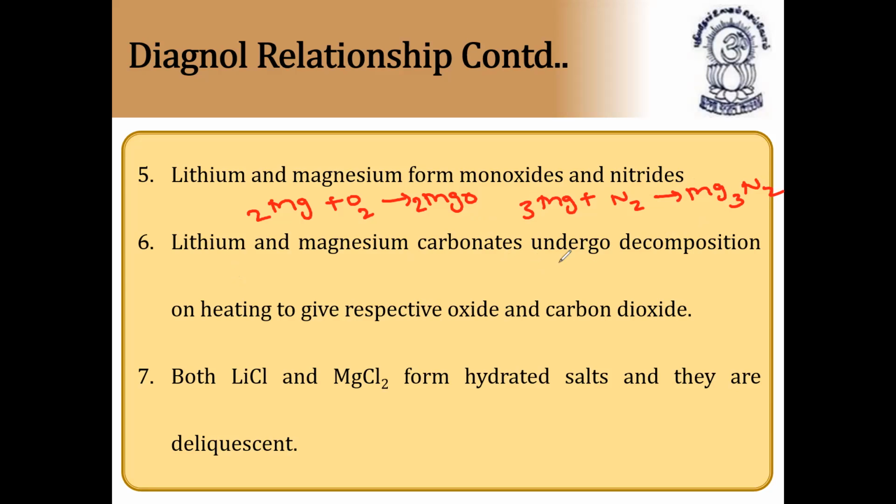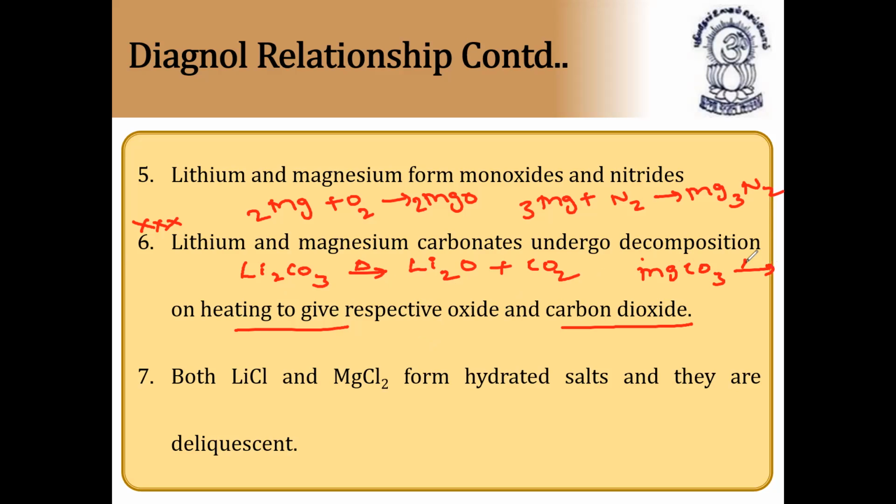Lithium and magnesium carbonates undergo decomposition. The carbonates of lithium and magnesium, on heating, give the respective oxide and carbon dioxide. Very, very important. So lithium carbonate, Li2CO3, on heating strongly forms lithium oxide plus carbon dioxide. Similarly, magnesium carbonate, MgCO3, on heating strongly forms magnesium oxide plus carbon dioxide.